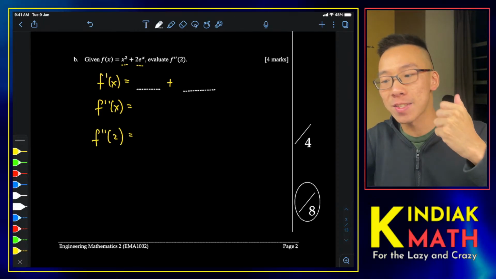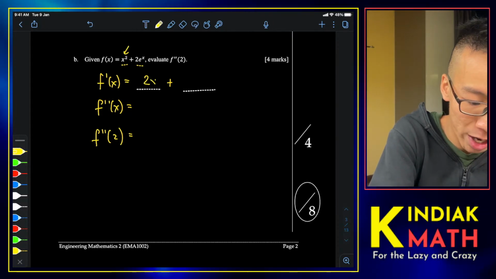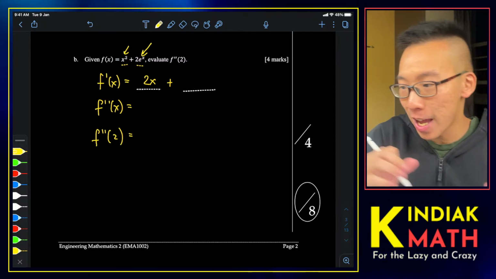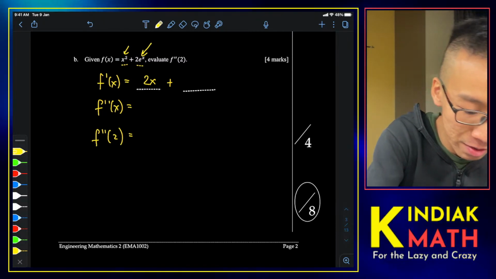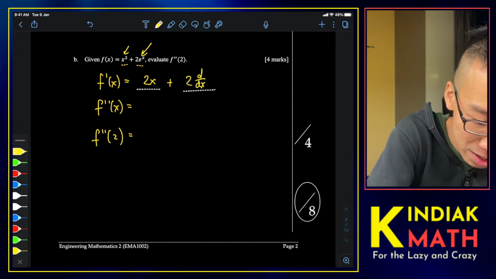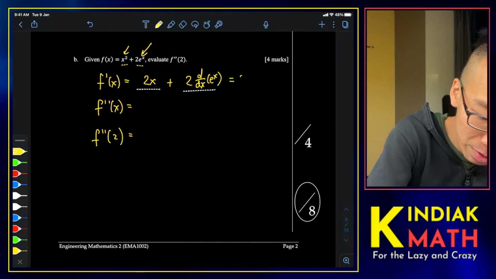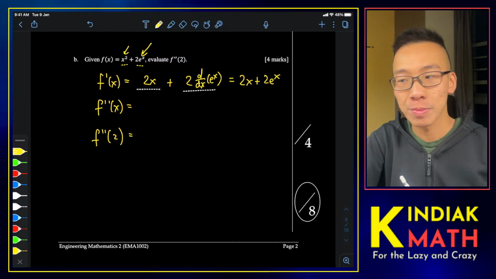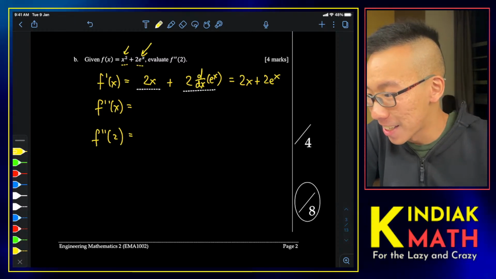So differentiating x squared gives us 2x. Differentiating 2 times e to the x is 2 times the derivative of e to the x, right? And how do we differentiate e to the x? Well, that's just e to the x. This means we can differentiate a second time.